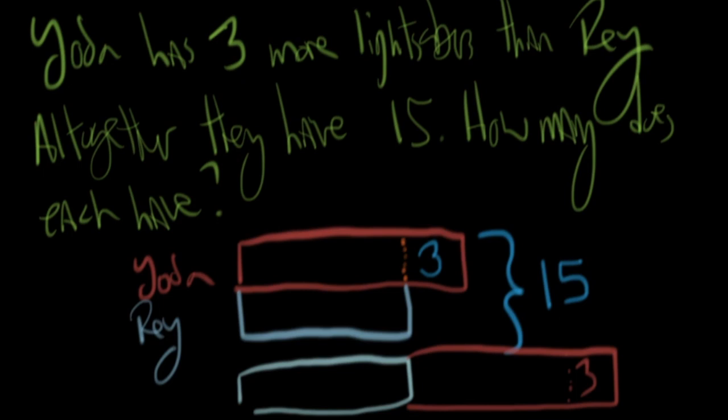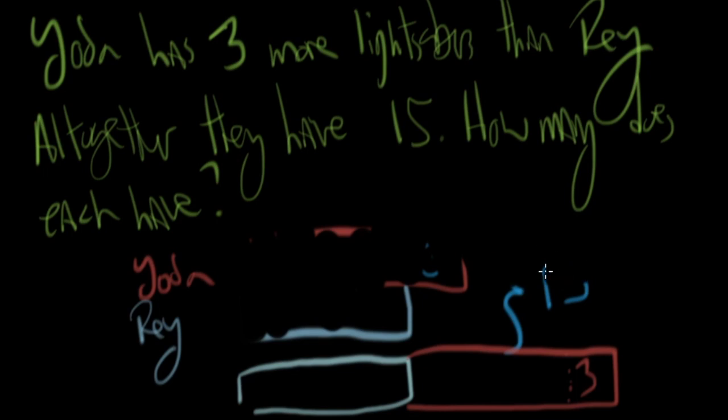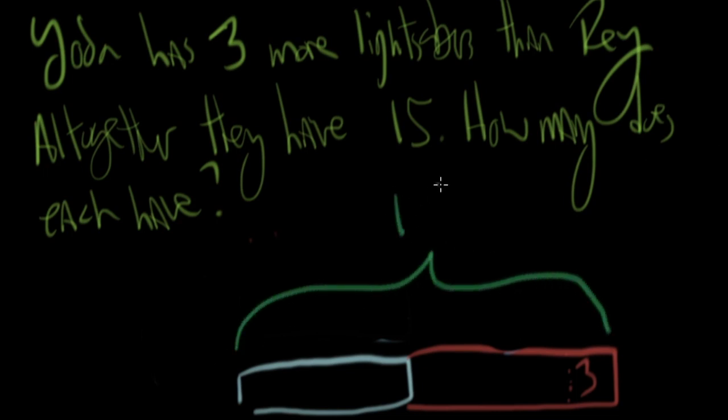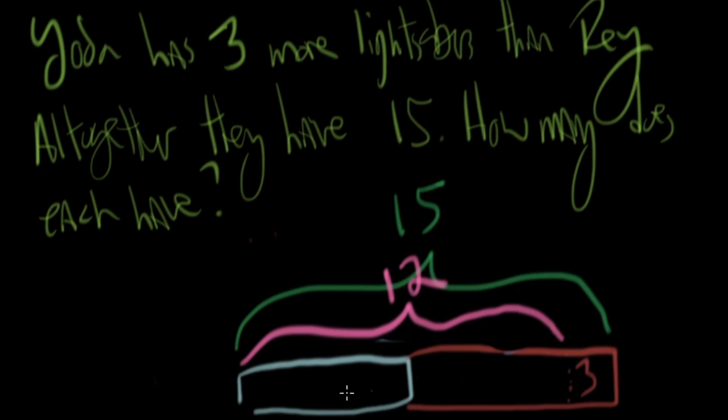Now, I'm just going to erase this so we have some room. There we go. So Rey is still blue and Yoda is still green. We do that all together, and this is where the totals are. So all together, this had to be 15. But if this is 3 and this is 15, ask yourself, how much is this part then? This part would be 12. And are these pieces the exact same size? Yes, they're the same.